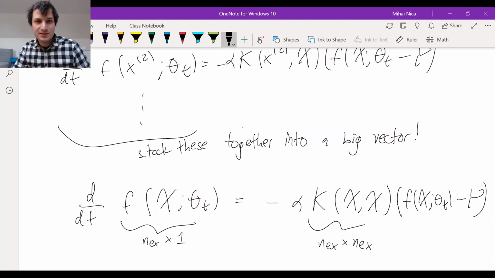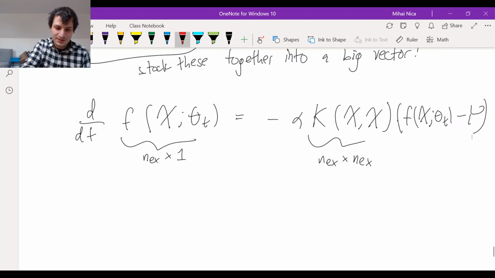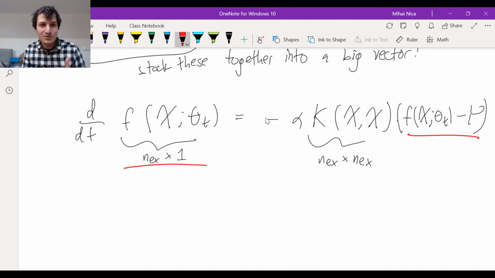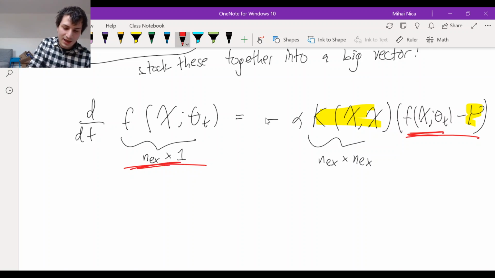And now we're in business because we have a really nice equation. This funny vector f of x theta t is the only thing in the equation that depends on time. So everything else is a constant in time. So k, that's some constant matrix. It only depends on the training examples. y is a constant. The only thing that's changing in time is f of x theta t, and it appears once on the left-hand side with its time derivative and once on the right-hand side just by itself.